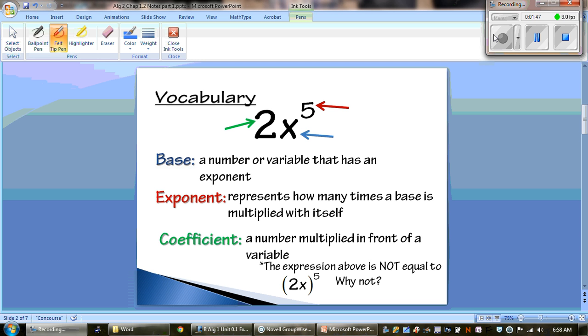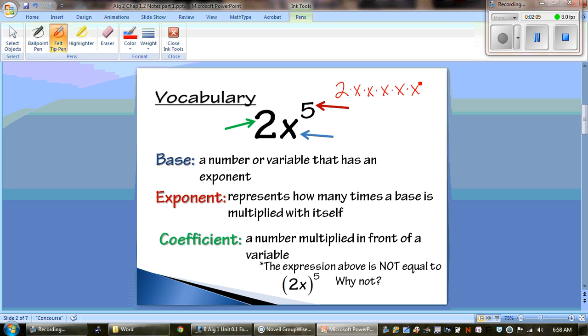So if I were to write this out the long way, we would write this out as 2 times, and the exponent tells us that we have 5 x's. Okay, so 2x to the fifth. The exponent is showing us repeated multiplication.